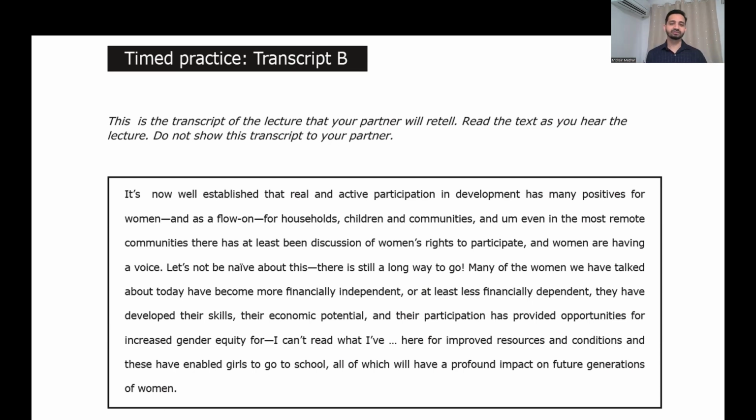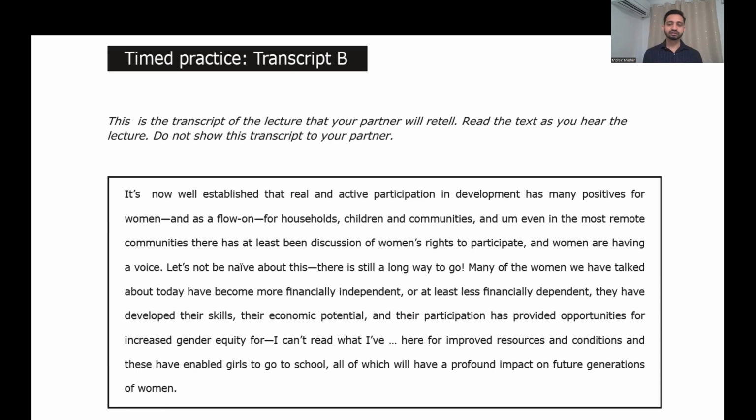And let's not be naive about this. There's still a long way to go. Many of the women we have talked about today have become more financially independent. That's important information that you should note down. Or less financially dependent. You should note that down as well. They have developed their skills, talk about their skills, their economic potential, and their participation has provided opportunities for increased gender equality. You should talk about equality and opportunities for them.